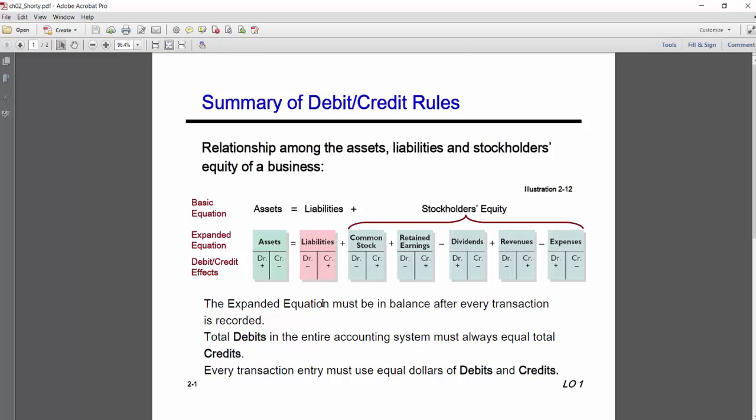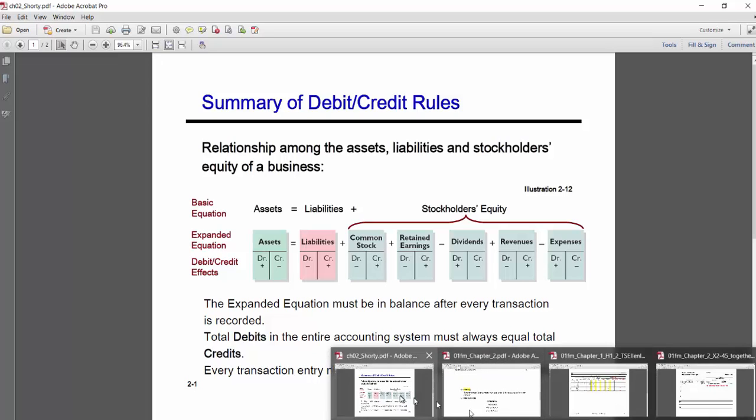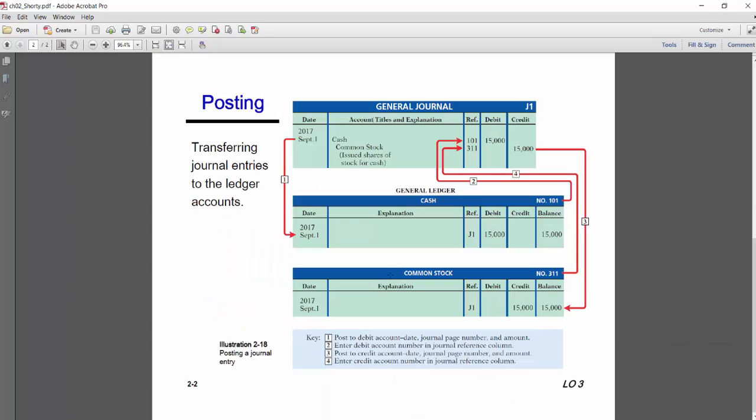Then we end up with account balances where the total of the debit balance accounts equals the total of the credit balance accounts. So everything in the entire accounting system has equal dollars of debits and credits. Now, how do you do the transferring of information from the journal, where we record the transactions, to the ledger? You do what's called posting.